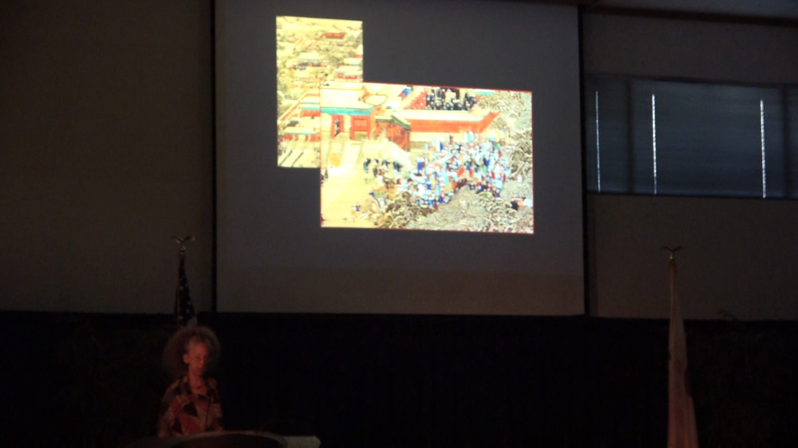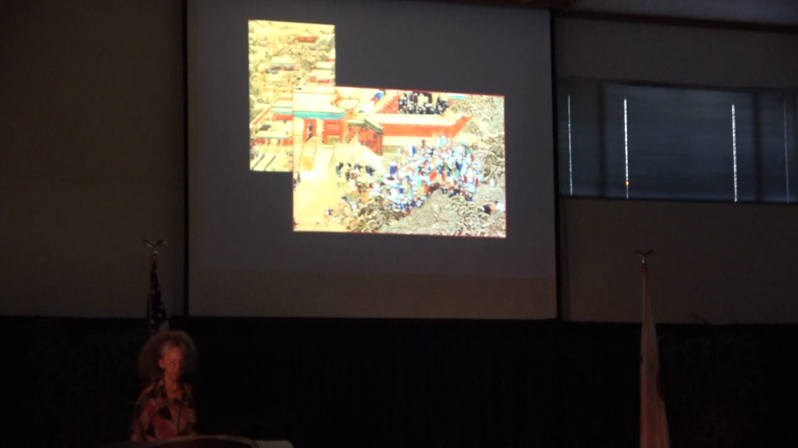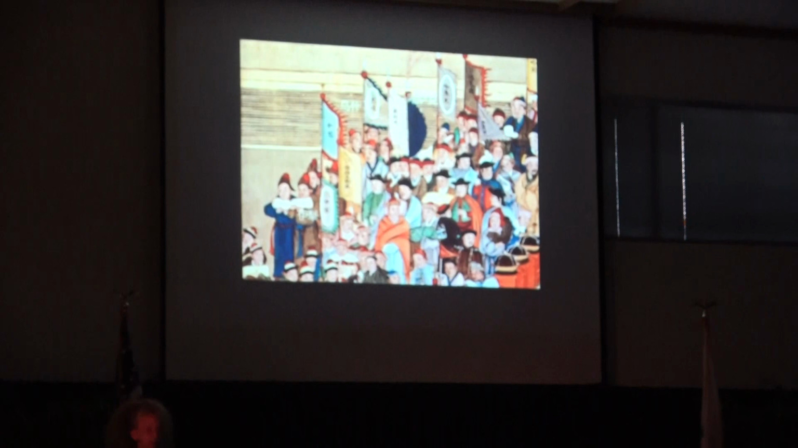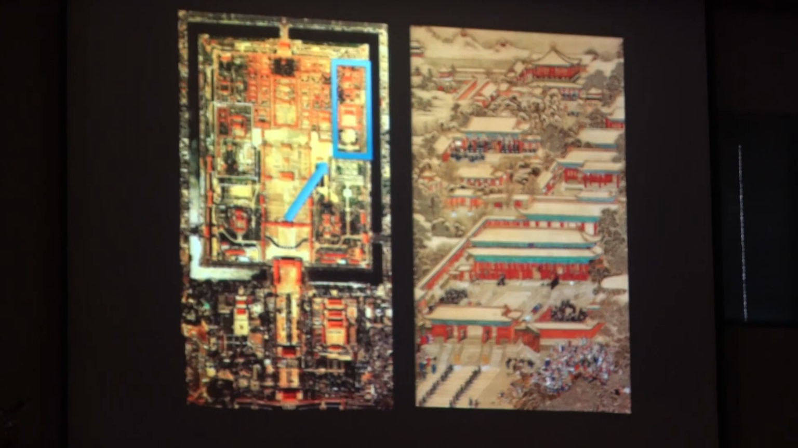If you get close to this painting, you can actually study and figure out where all these different people came from. There are even Americans and Europeans, as well as Indians and people with all different costumes here coming to bring the emperor all sorts of various special objects from their home countries. Here we go, you can see many different costumes. Okay, so where in the Forbidden City is this painting?